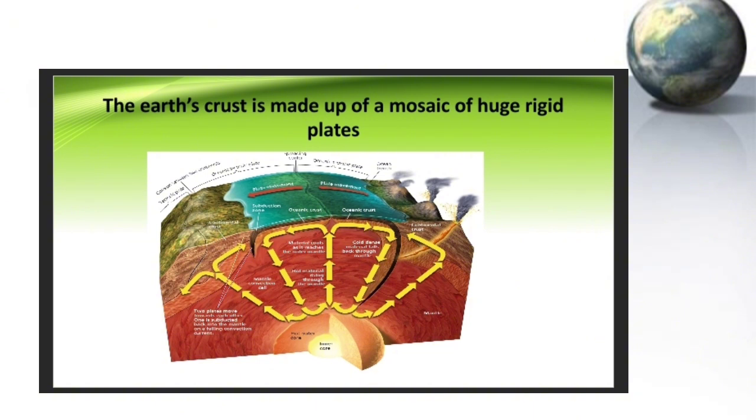The diagram shows two plates converging at a subduction zone, where one plate slides beneath the other, sinking into the mantle. This process, driven by the convection currents in the Earth's mantle, is responsible for many geological phenomena, including earthquakes, volcanoes, and mountain building.